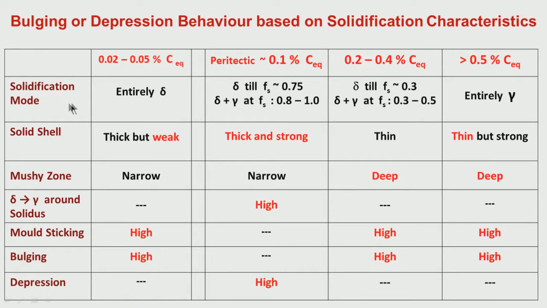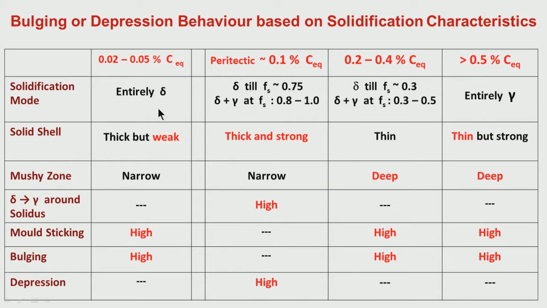As I have told you, solidification mode will be entirely delta. There is no question of gamma during solidification for this chemistry. So, solidification mode is entirely delta. So, solid shell, what is this solid shell? It is delta, it is thick, but this is weak. Why this is weak? Because the strength of delta is much low compared to the high temperature strength of gamma austenite.